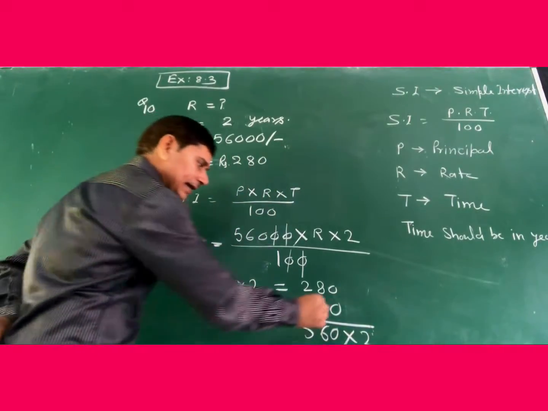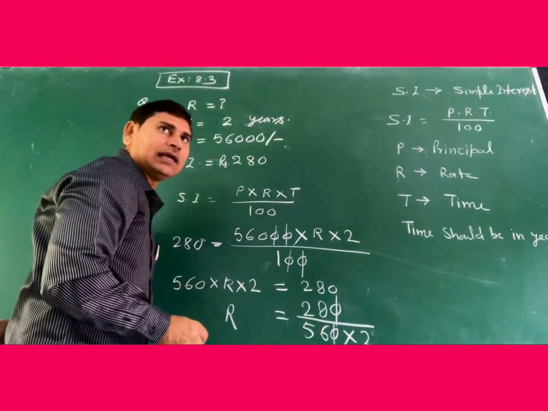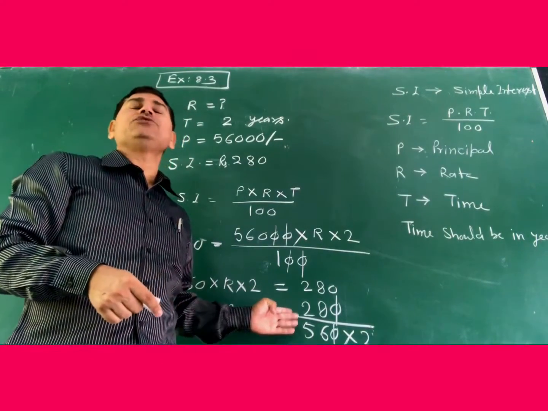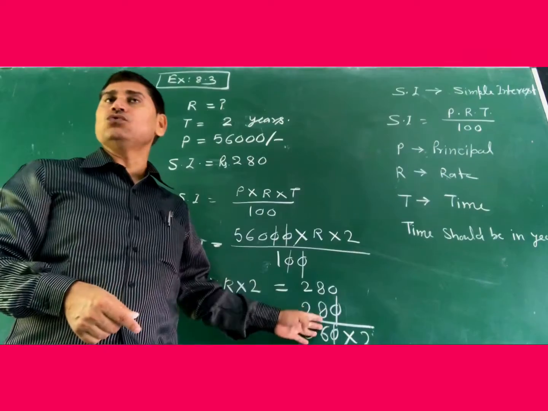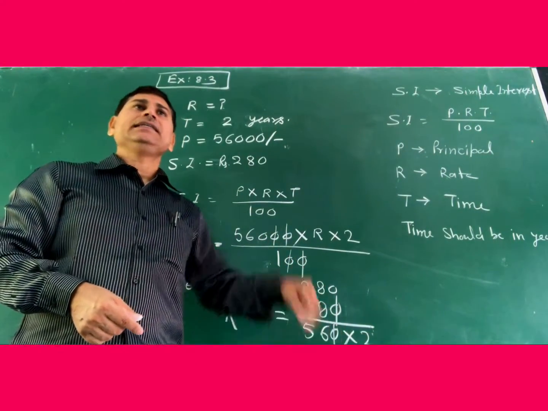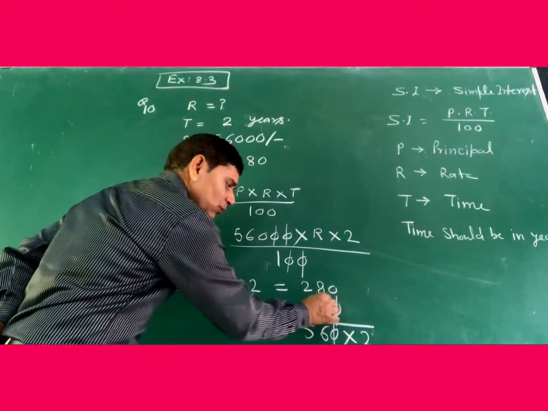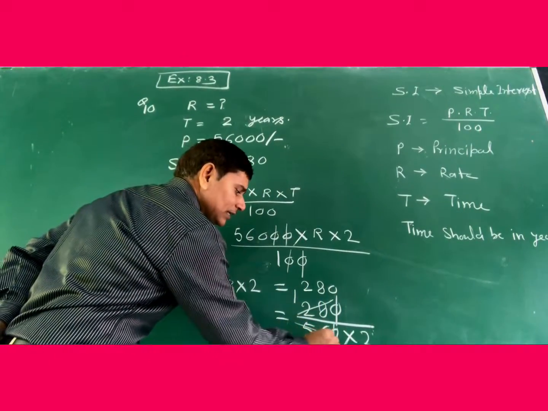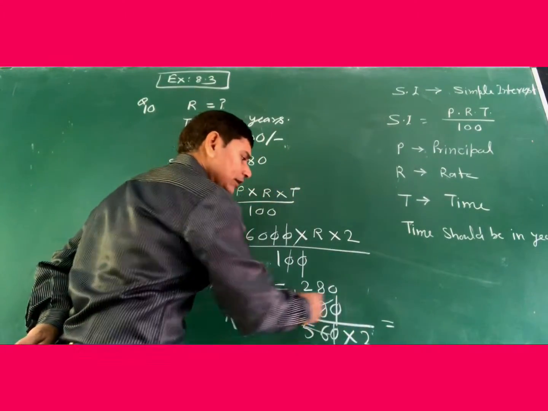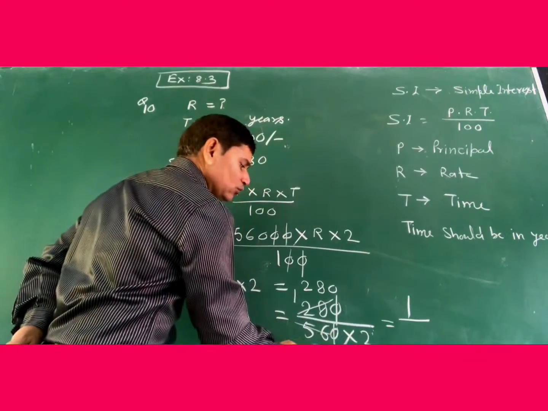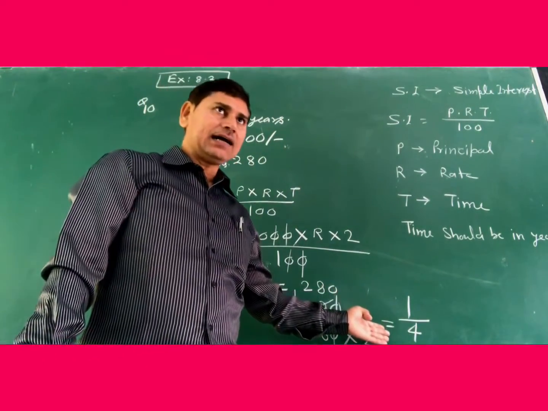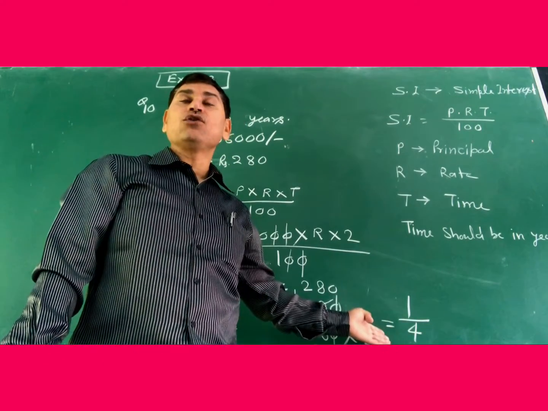So dear, again 0 and 0 are cancelled out, and you can directly cancel this by table number 28. Otherwise you can cancel this by table number 2, table number 4, table number 7 and table number 14. Or else you can directly cancel it: 28 ones are 28, 28 twos are 56. So dear, you will get in the numerator only 1 and in the denominator 2 into 2, that is 4. And you can write this is the rate, that is 1 by 4%.